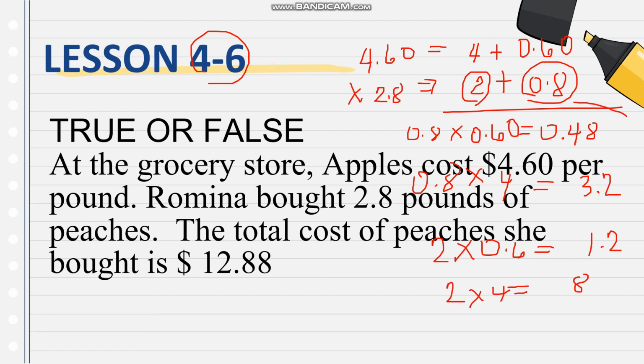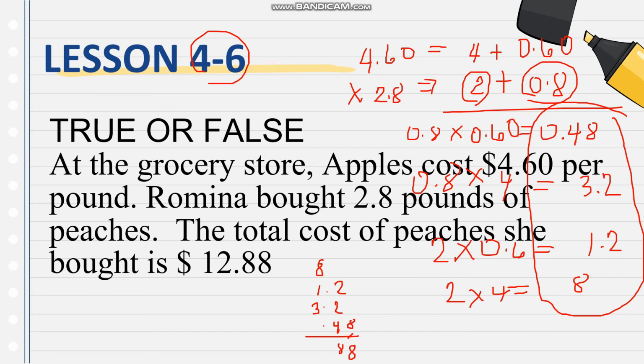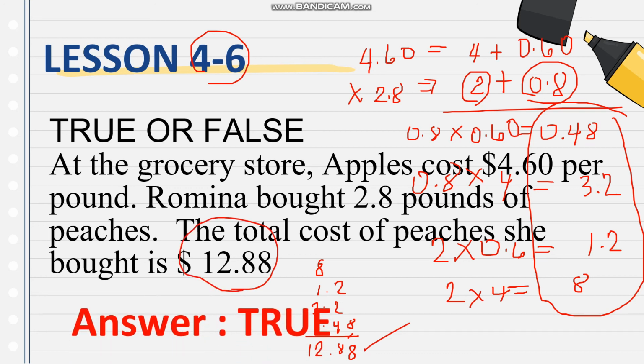Then add all the partial products. So you have 8 plus 1.2 plus 3.2 plus 0.48. Be sure that you know how to align the numbers. So this is 8, this is 8 point, this is 12. So the answer is 12.88, and this is 12.88. That's why the statement is true.